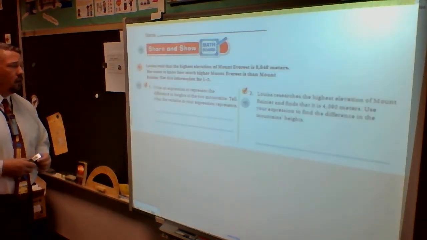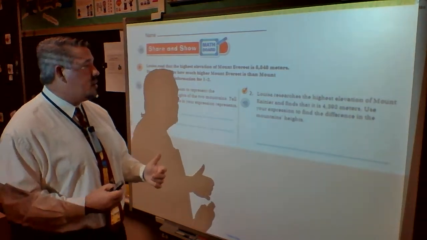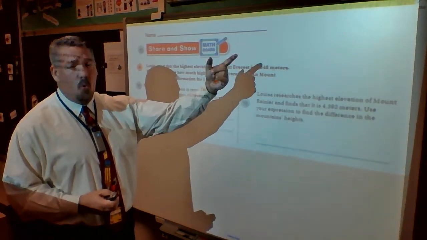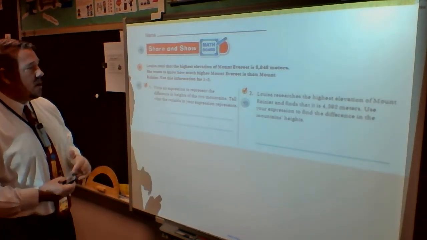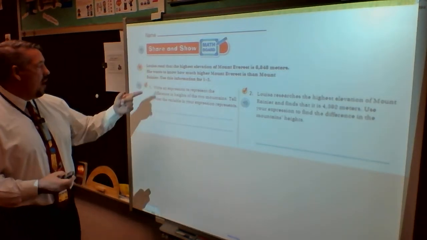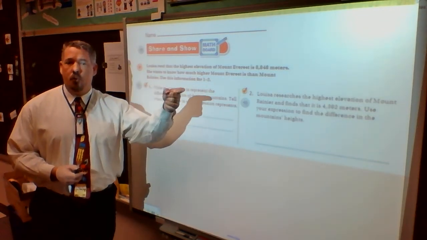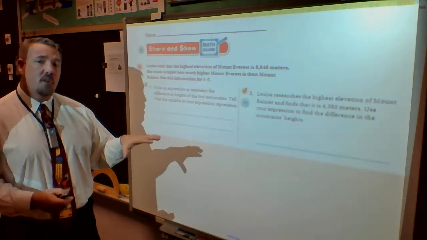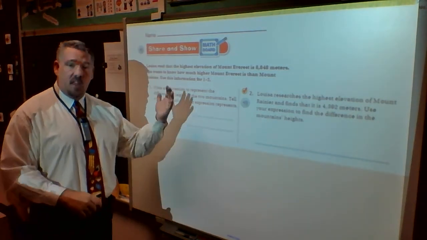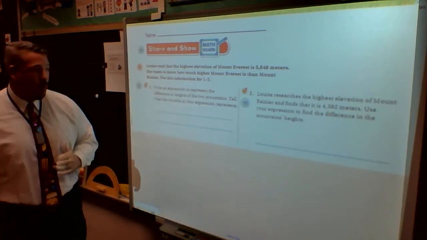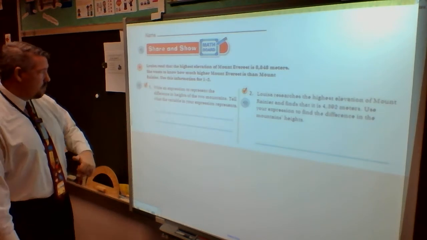Moving ahead. Louisa read that the highest elevation of Mount Everest is 8,848 meters. She wants to know how much higher Mount Everest is than Mount Rainier. Use this information for 1 and 2. So you'll see on the board for tonight's homework that 8 goes with 7. And you'll see that each of these next few sets of questions are paired together. That's what I mean that 8 goes with 7.